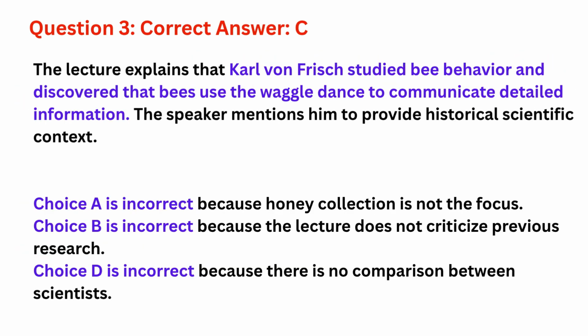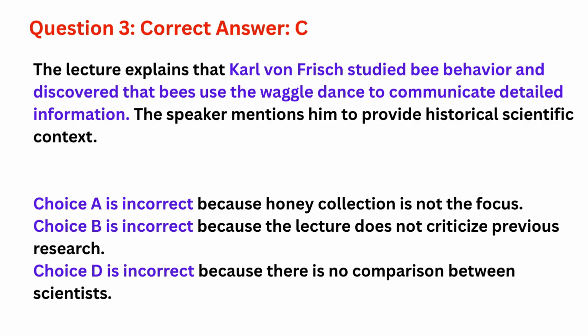Question 3. The speaker mentions Karl von Frisch to describe a scientist who studied bee communication. He conducted research on bee behavior and discovered the meaning of the waggle dance, which is an important contribution to this field. Therefore, the correct answer is C.